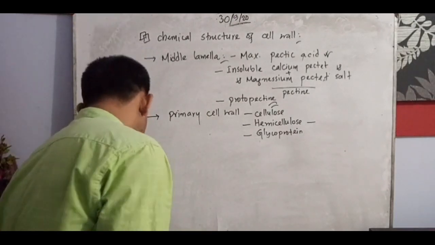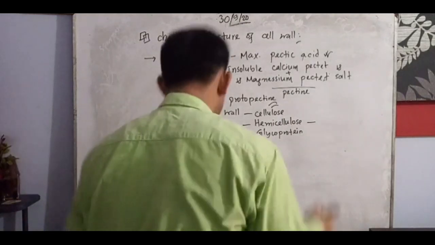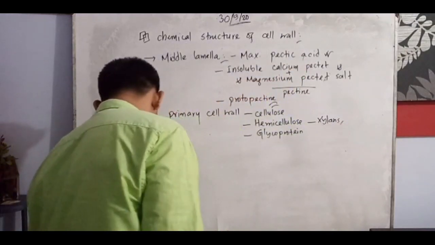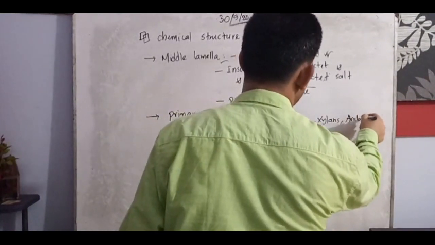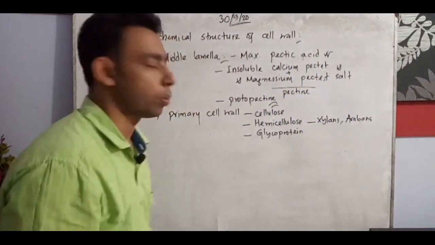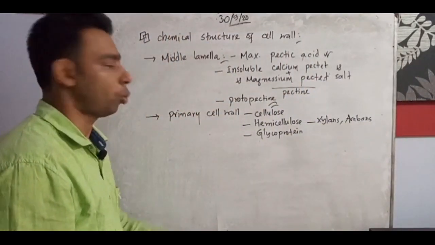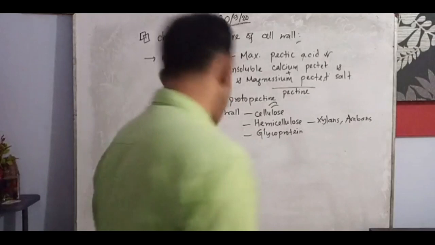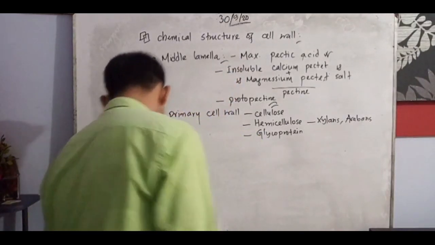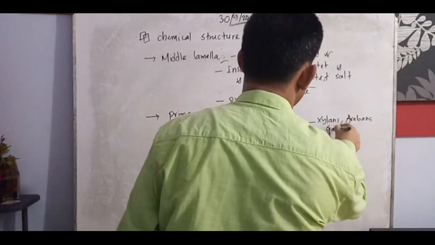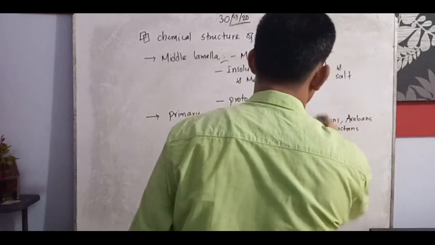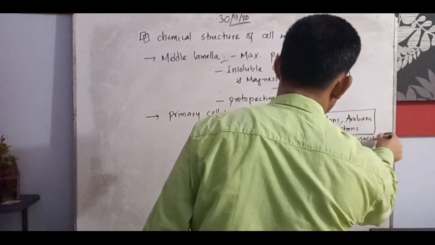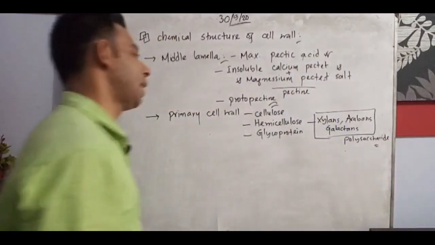Hemicellulose consists of xylans, arabans, galactans. These are important not only for the chemical structure but also for MCQ-type questions, which may ask which one is not present in hemicellulose, or which are the constituents of the primary cell wall. So xylans, arabans, galactans are the polysaccharides present in the hemicellulose.